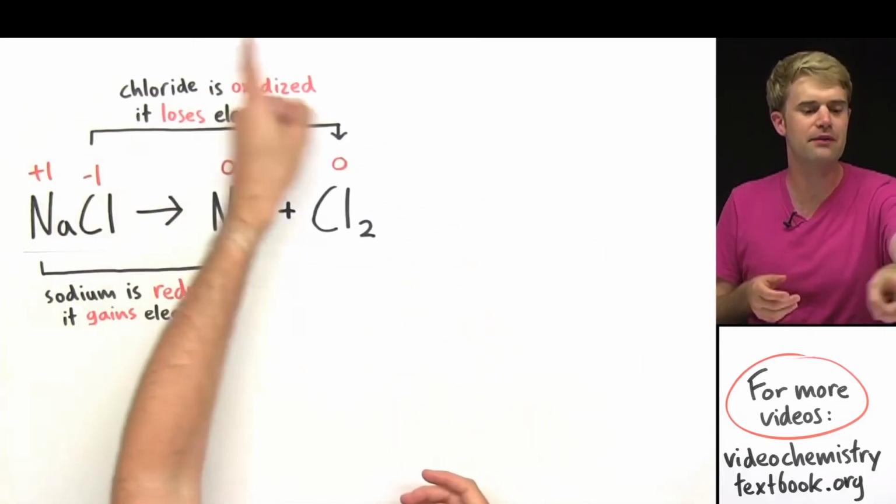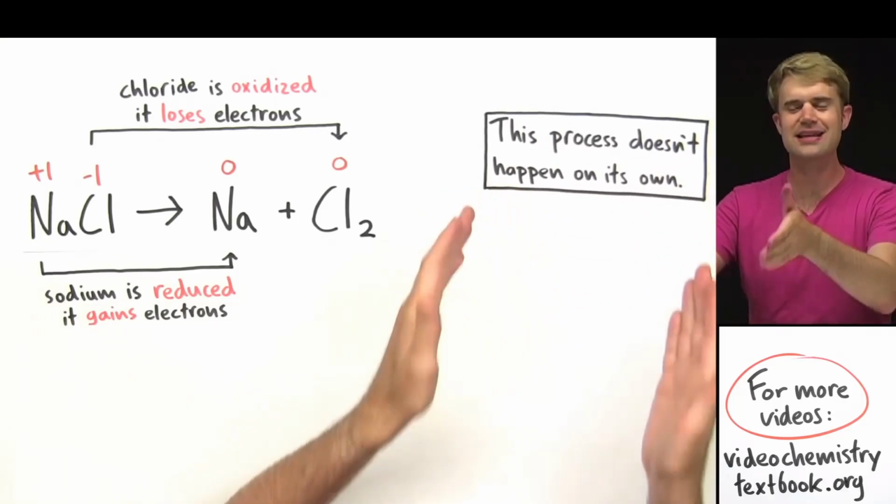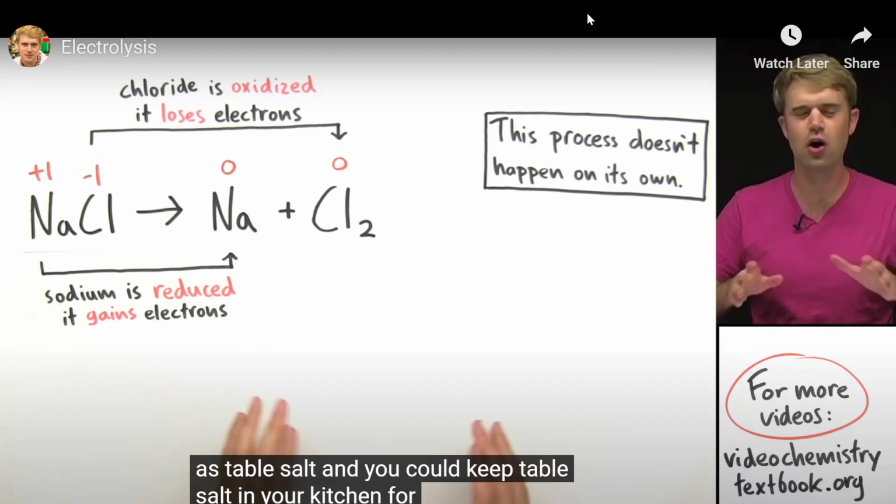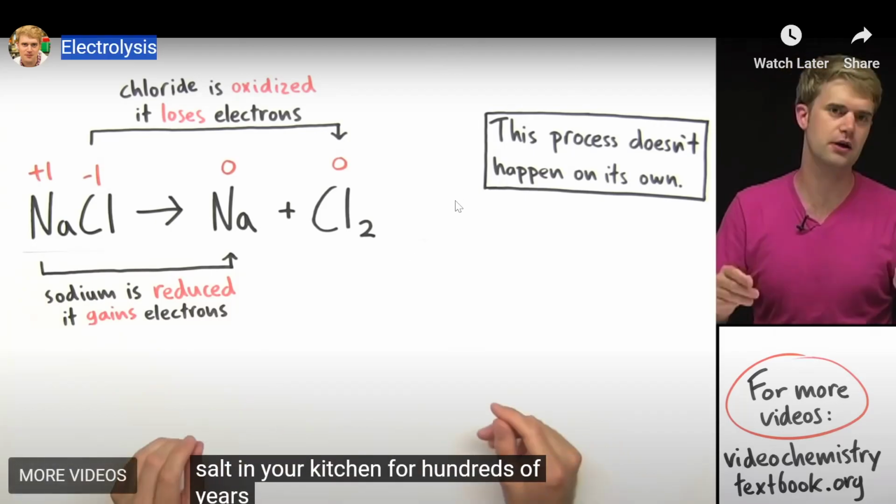Now there's something really important about this process, and that's that this process doesn't happen on its own. Sodium chloride is also known as table salt, and you could keep table salt in your kitchen for hundreds of years. Pause. I would like you to go to your chart and see if you can see why, according to your chart, it doesn't happen. Are they on the same side?